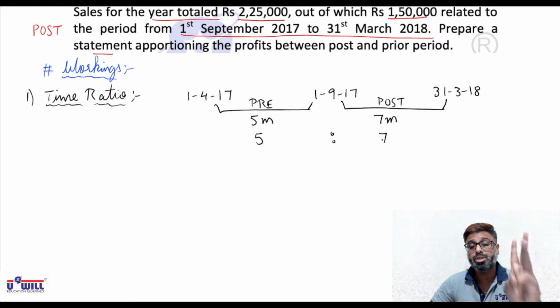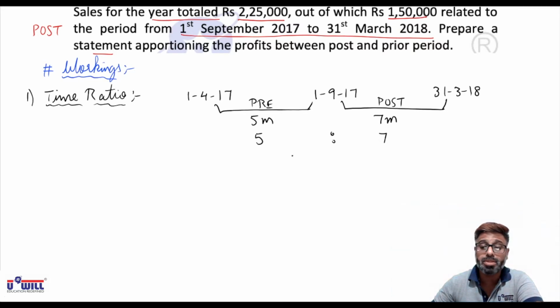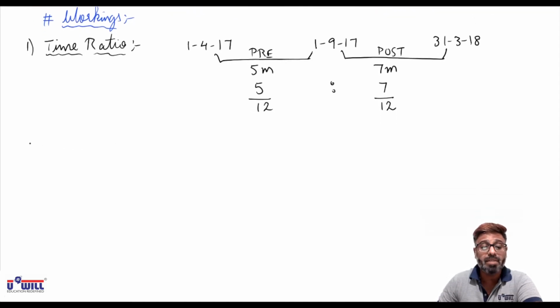April, May, June, July, August, 5 months pre-incorporation period, 7 months post-incorporation period. 5 is to 7. 5 by 12, 7 by 12 is the time ratio. Now, sales ratio.